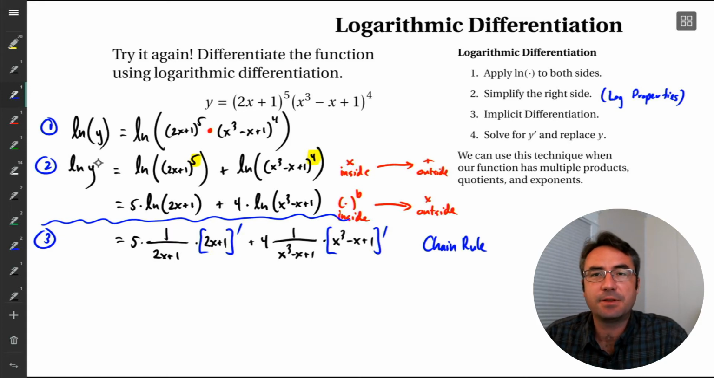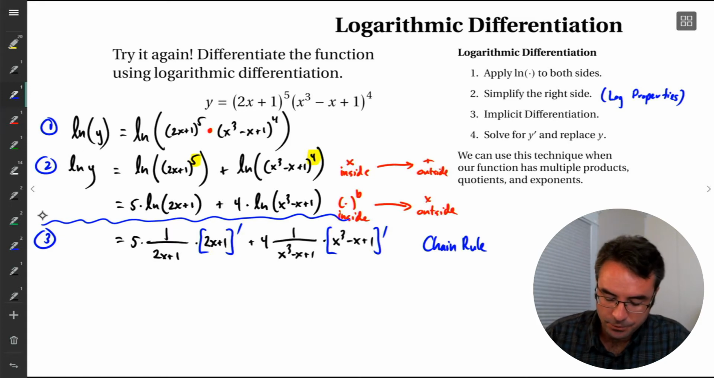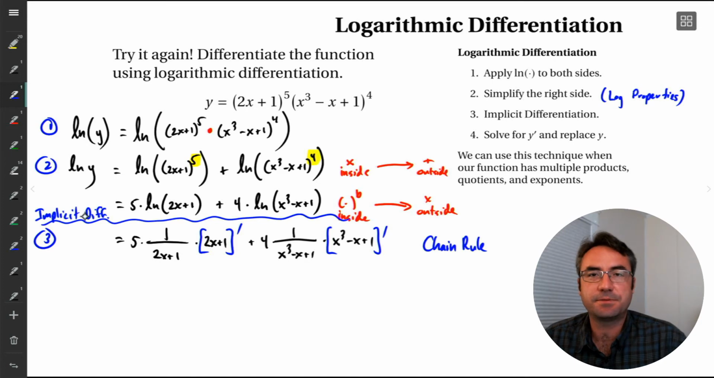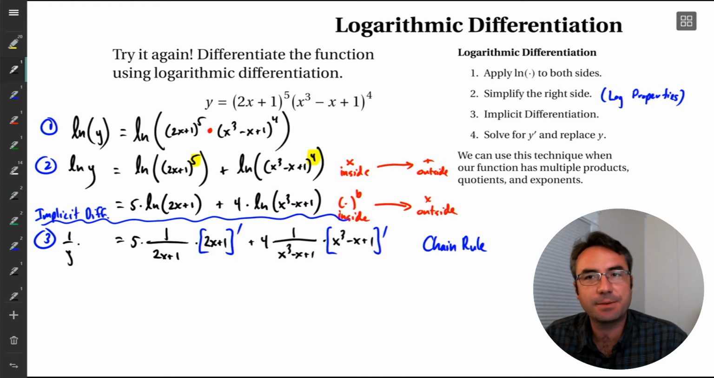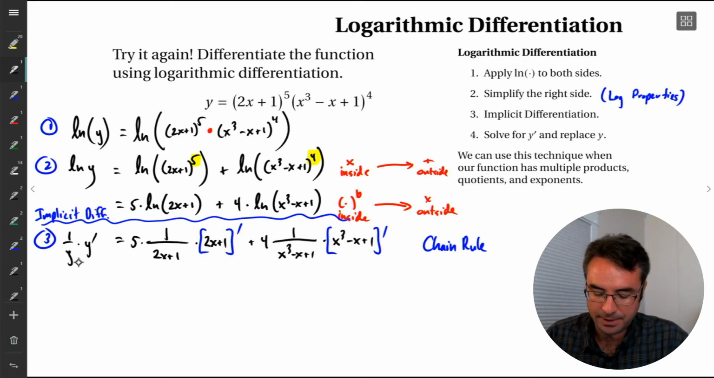Now what's going to happen on the left? So remember that we're doing implicit differentiation at this step. So whenever we differentiate a y term, we're viewing y as a function of x and as a variable. So this natural log y, we differentiate it like usual, we get 1 over y. But whenever we're doing implicit differentiation and we differentiate a y term, we then multiply by y prime.